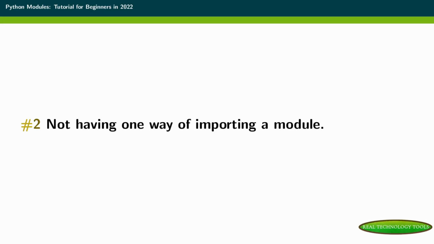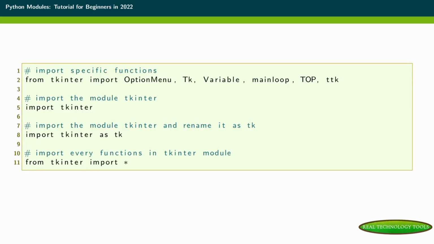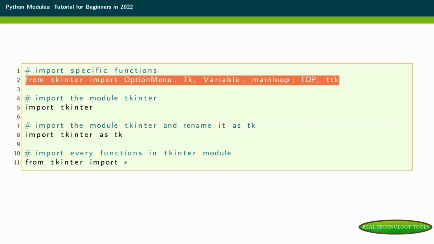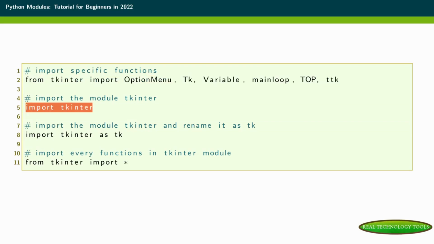For this one, I'm going to give you a real-world example. Here's what I found in the same script. Here, we have 4 different ways of importing a module. The first way is importing specific functions from that module. The second way is importing the module. The third way is importing the module and renaming it. And the fourth one is importing every function in that module.